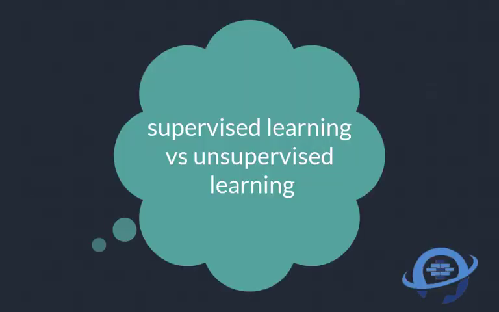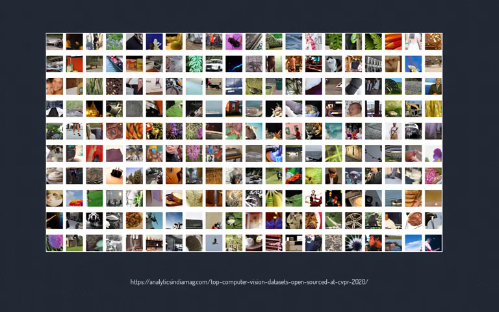The first major distinction to be made in machine learning is the difference between supervised and unsupervised learning. To fully understand the difference, let's take an example. Suppose you have a new database of photos to categorize. You have a training set to train your model.